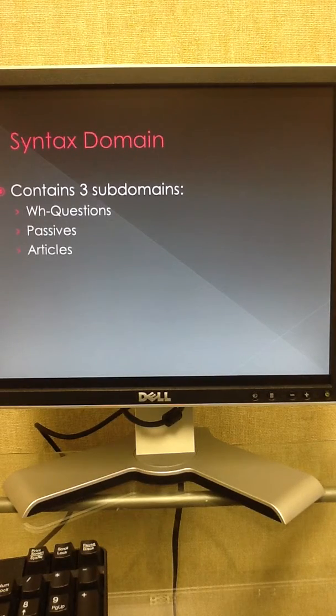The syntax domain contains 3 subdomains. They are WH questions, passives, and articles. This domain assesses a child's ability to understand WH movement, for example, WH question words in sentences, multiple kinds of passive sentence constructions, and correct use of articles.